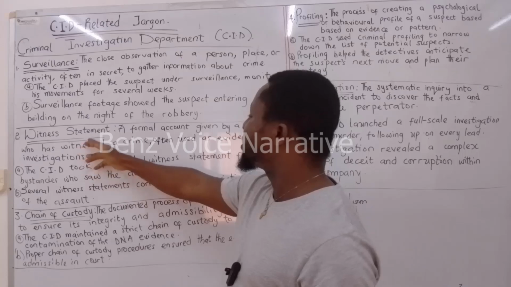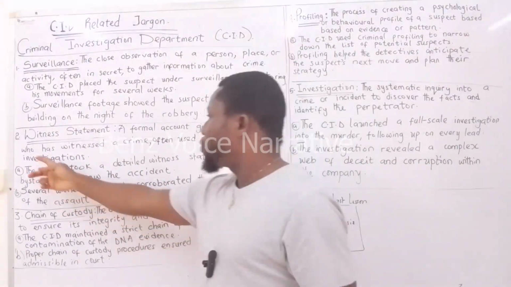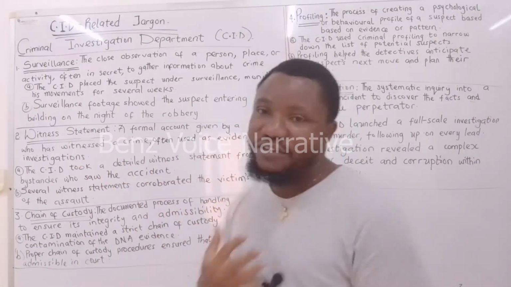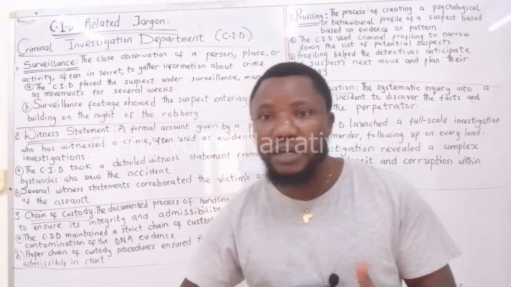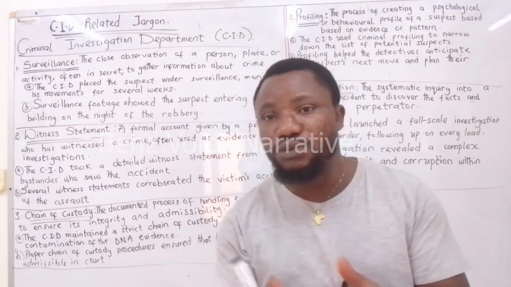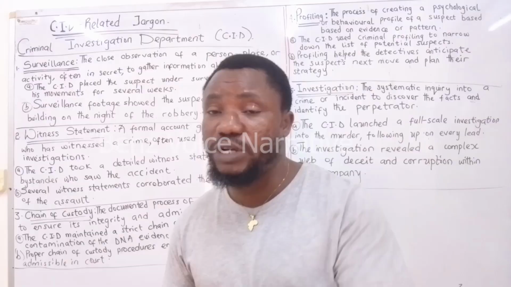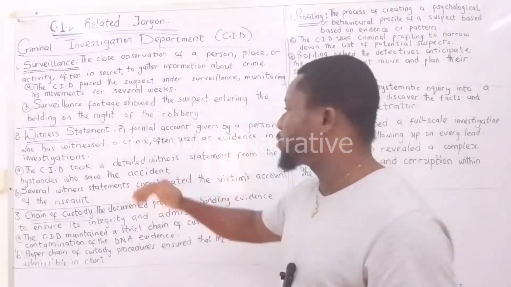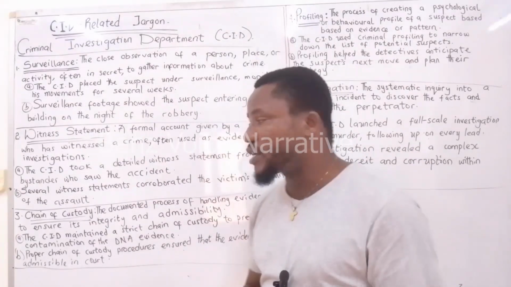So a witness statement is a formal account given by a person who has witnessed a crime, often used as evidence in investigation. It is an account given by a witness. Who is a witness? Somebody who claims that he or she was present at a crime scene, or was very close to a place where a suspect would be.